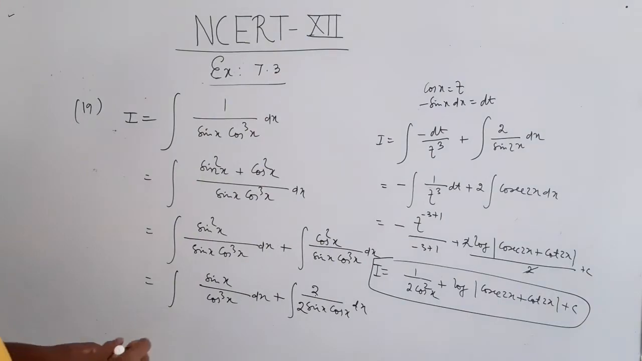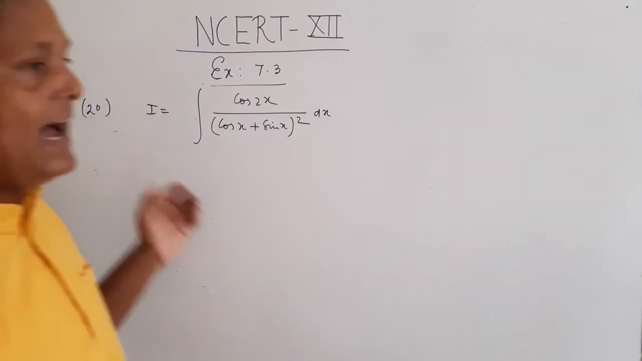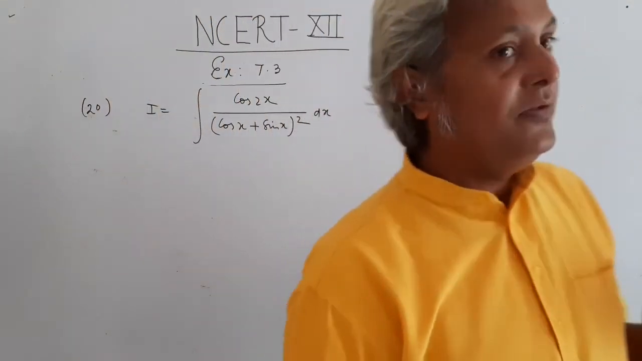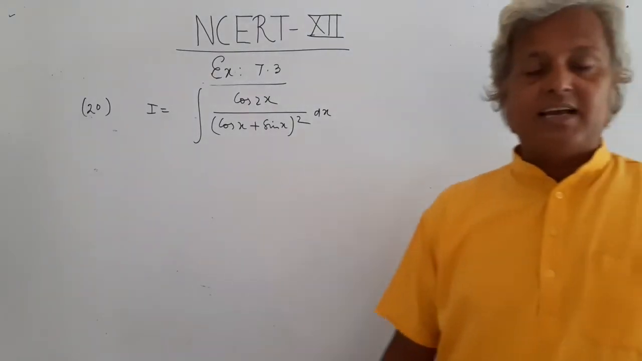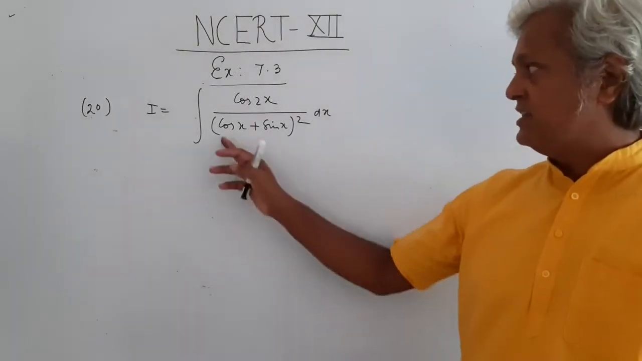Now I go for question number 20. Now question number 20, I is the integral of cos x over (cos x plus sin x) whole square. Now what should I do? Just look at the intuition method.